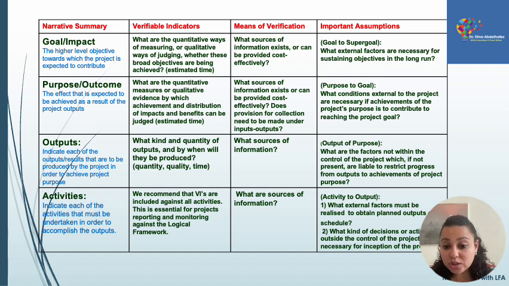What source of information you will use, and what are the factors not within the control of the project which, if not present, are liable to restrict progress from outputs to achieve of project purpose. As I said, can be that the course provided some session for the kids parallel to the session for the women, some caregiver to take care or care day to host the kids so the ladies can learn something. This can be something else that you are doing. It's not directly affecting the project, but indirectly affecting the project, because it's not your aim actually to host kids and have a daycare for kids.